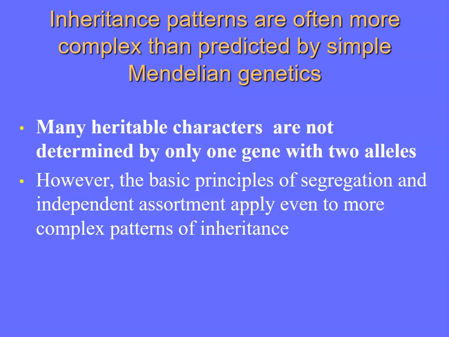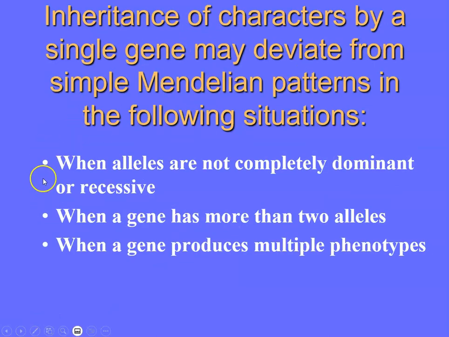Sometimes it's more complex. However, the basic principles that Mendel came up with, the law of segregation and the law of independent assortment, still apply to these more complex patterns of inheritance, and we can still use Punnett squares to make predictions about genetic crosses with these other types of patterns of inheritance. So we're going to be focused on these three different types of inheritance that deviate from simple Mendelian patterns. The first scenario is when alleles are not completely dominant or recessive. Let's take a look at that first.